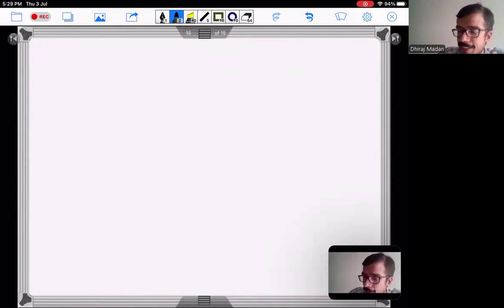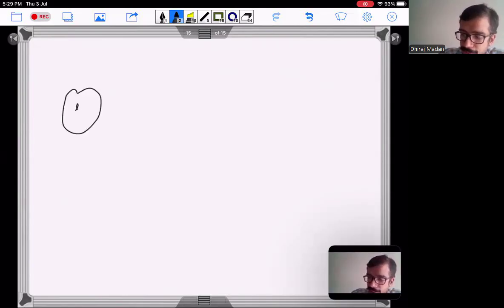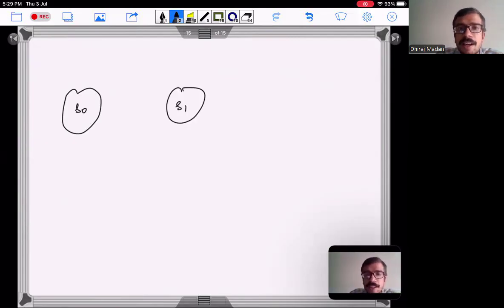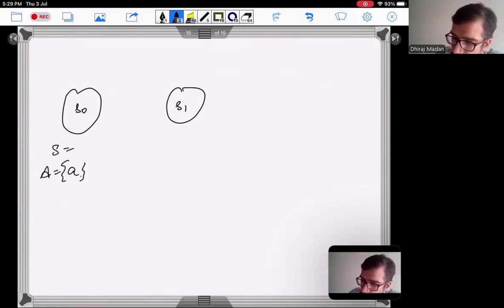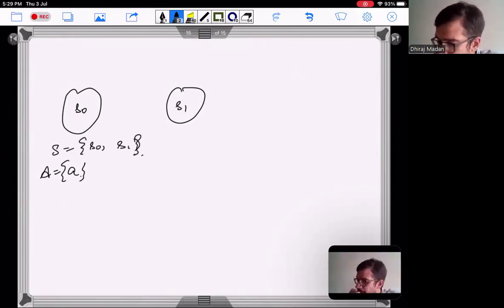Let's consider a simple system with two states, S0 and S1, and a single action A. So this is my action space, and this is my state space S, with mod S equal to 2. And how do I define my transitions? First, let me also define my rewards. Let's say R of S naught is the same as R of S1, which is the same as 1.